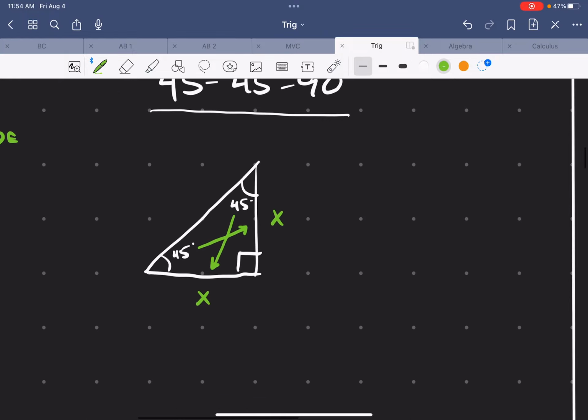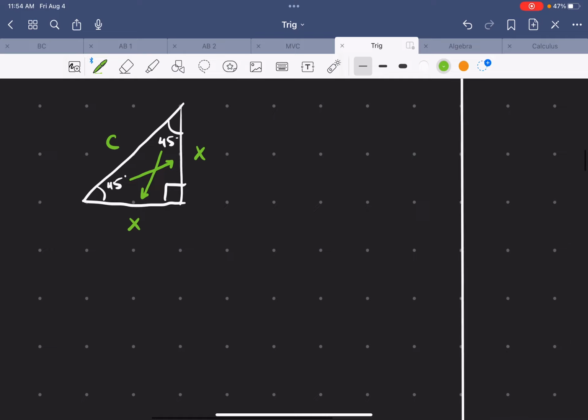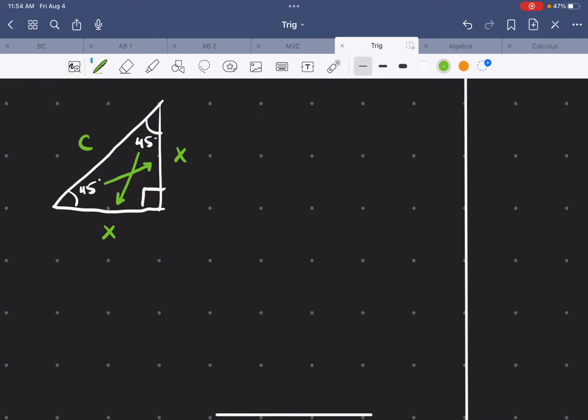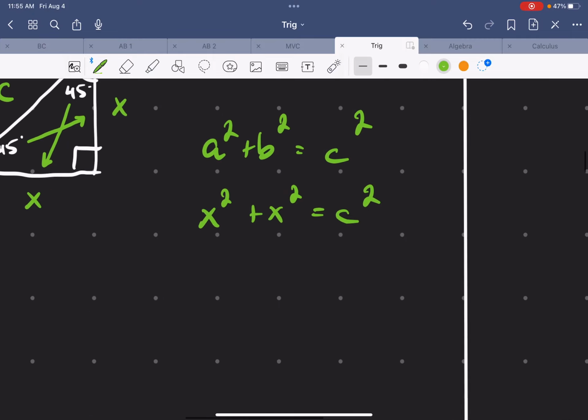And let's actually derive what the hypotenuse is for this. So right now I'm just going to say the hypotenuse is c. And we know that if we have a right triangle, we can use the Pythagorean theorem to find the length of a third side of that triangle. So the Pythagorean theorem says that a squared plus b squared, that's the square of your two legs, is equal to c squared, that's the square of the hypotenuse. And here we said the leg lengths are the same, they're both x. So this is going to be x squared plus x squared equals c squared. So if I add x squareds together, I will have 2x squared is equal to c squared.